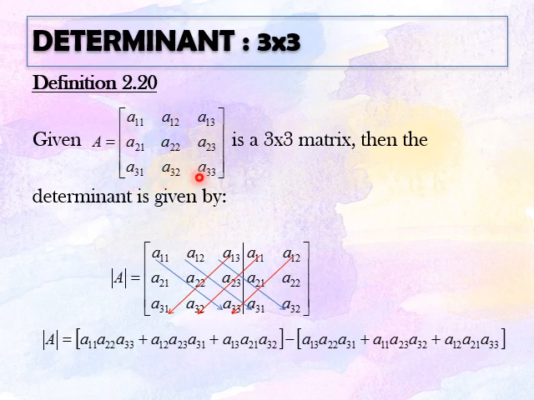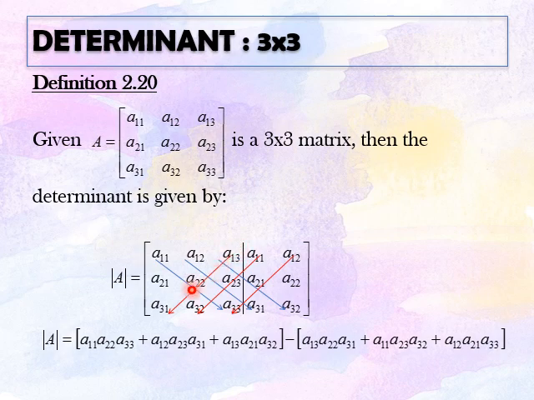Okay, 1, 2 to be here, and then we take the diagonals to the right, from left to right. This one is A11 multiplied by A22 multiplied by A33, plus A12 multiplied by A23 multiplied by A31, plus A13 times A21 times A32. Okay, we have the first part. Minus the second part, where the diagonals go from right to left.